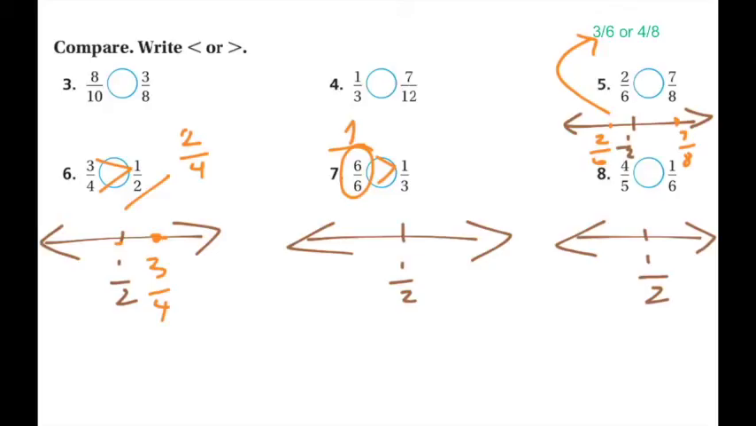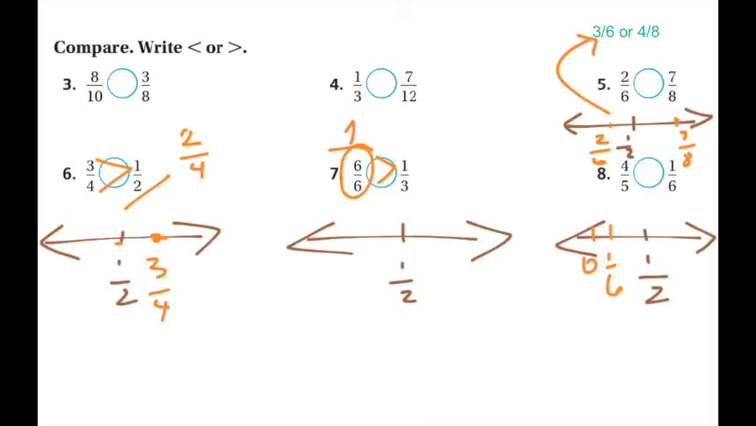All right, let's look at number 8. Now with number 8, I have 1/6. I'm thinking about how many sixths it takes to make a whole. Well, it takes 6 of them. If I have only 1, that is going to be really close to 0. So 1/6 is going to be over here.